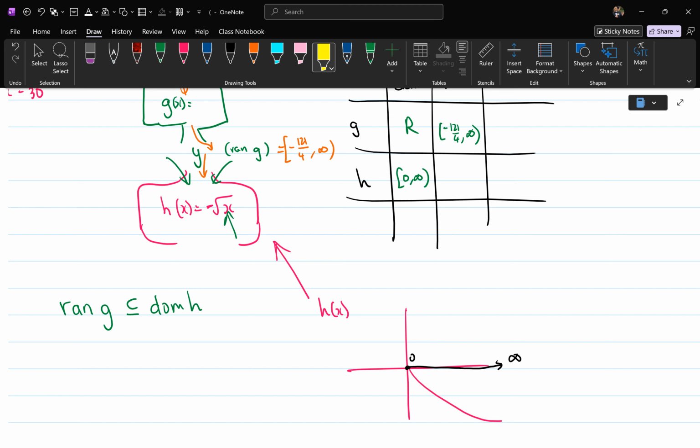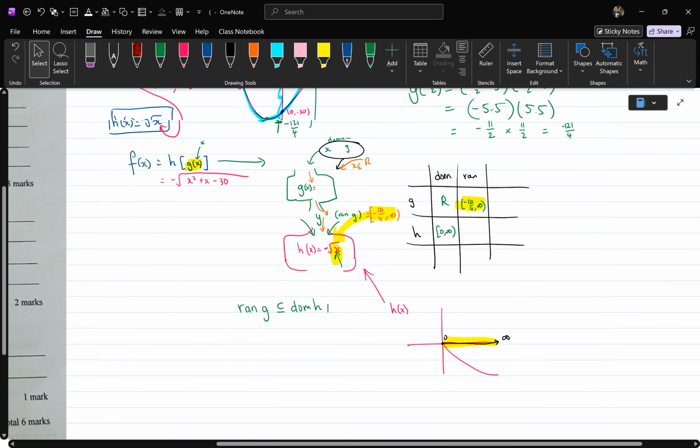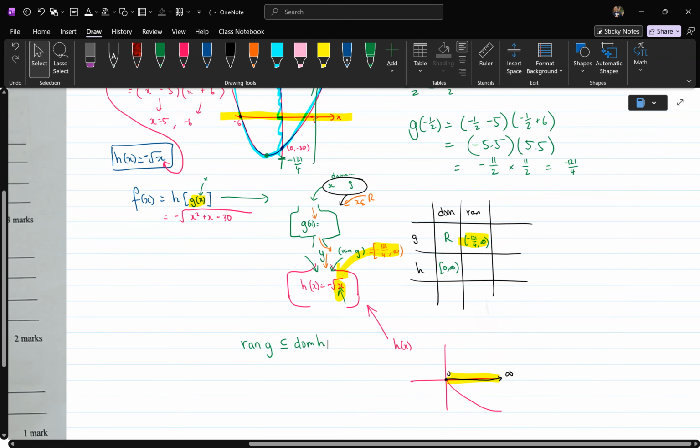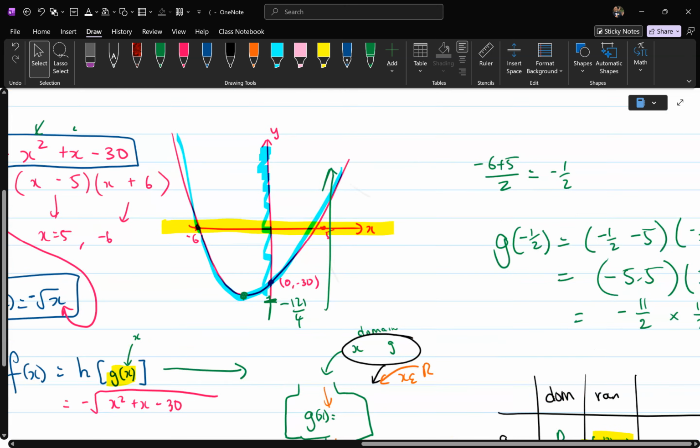So the problem is that I can't take any number. I can only take from 0 to infinity. But if you look at the range, the list of numbers that you could potentially put into h of x, there's a problem. Negative 121 on 4 is already a problem. That's a negative number, and we already know you cannot square root a negative number. And this is where you can picture what's happening, and that's where you can fix what's happening. So let's go back to this graph here.